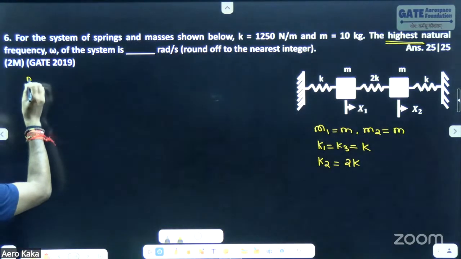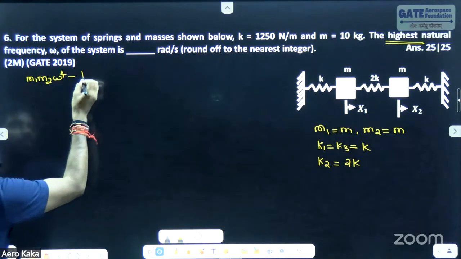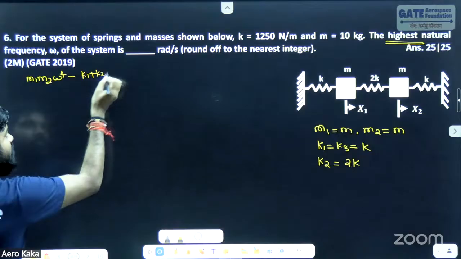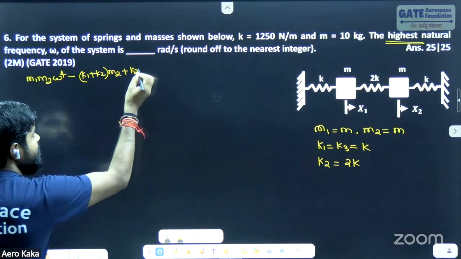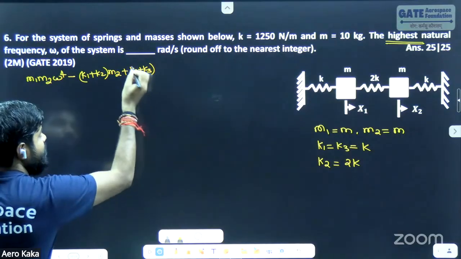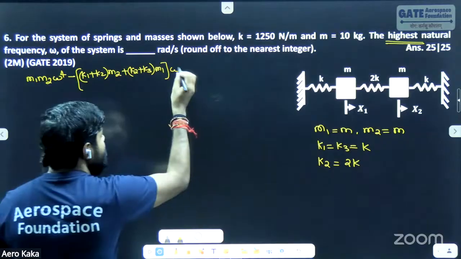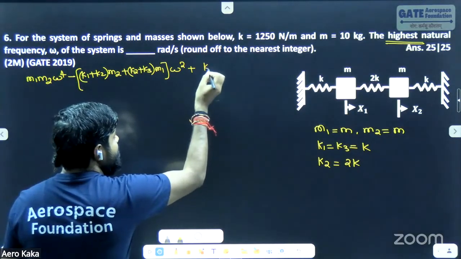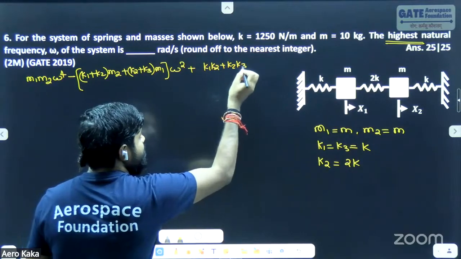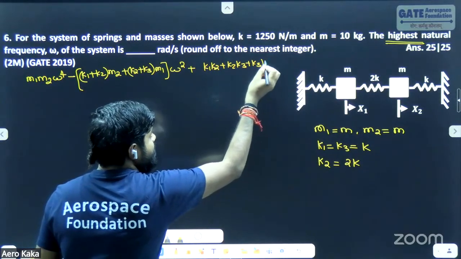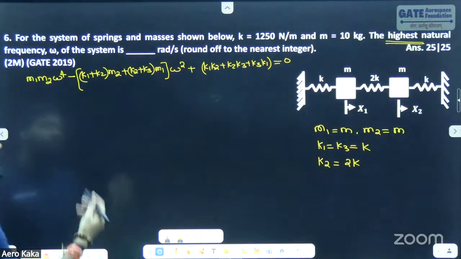Just remember the frequency equation. What is the frequency equation? M1 M2 omega raised to power 4 minus [(K1 plus K2) M2 plus (K2 plus K3) M1] omega square plus (K1 K2 plus K2 K3 plus K3 K1) is equal to 0. Substitute all the values and find out.